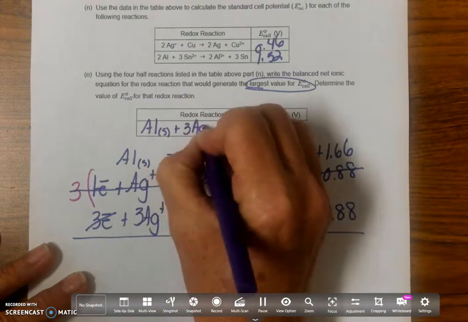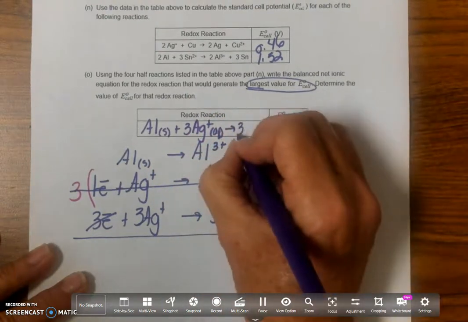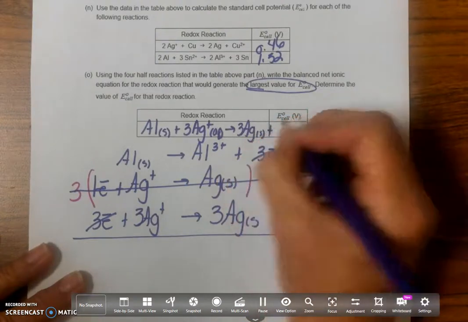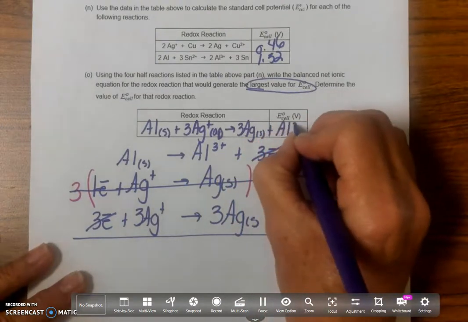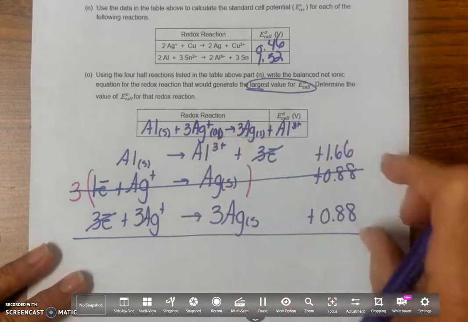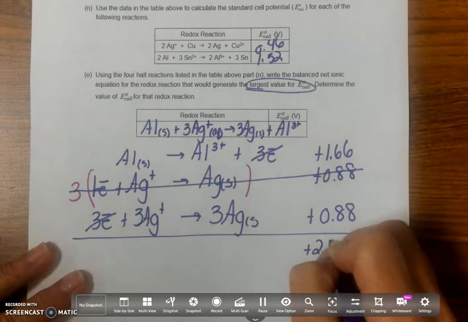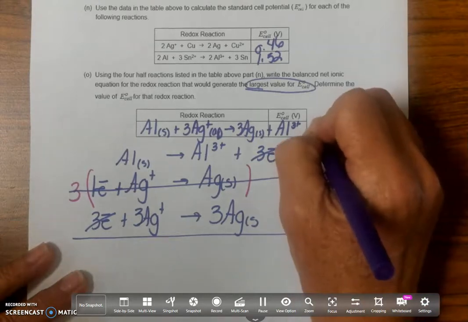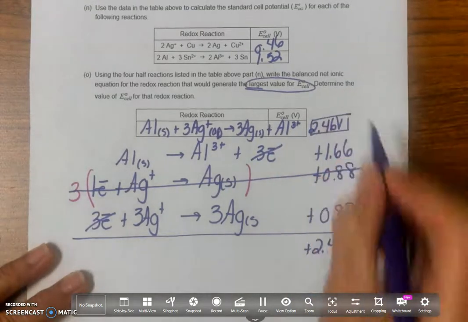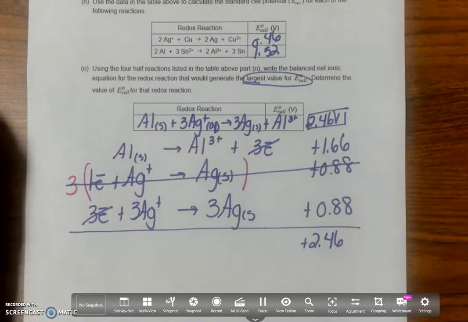Aluminum solid plus 3 Ag+ goes to 3 Ag solid plus aluminum 3+. And then if I add these 2 together, I add these 2 together, this is a plus 2.46. And so that is the highest value that I can get.